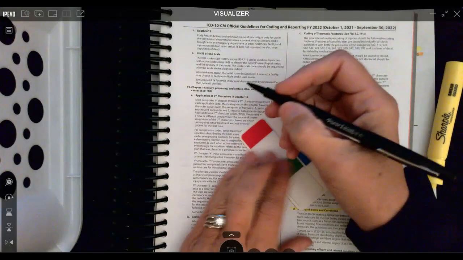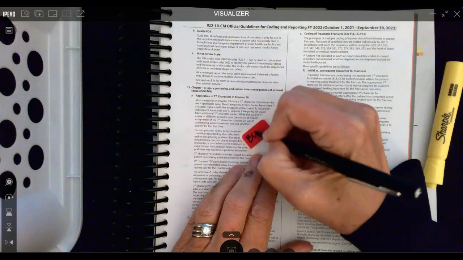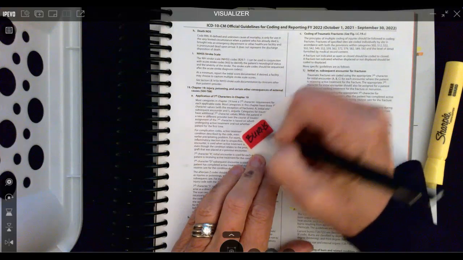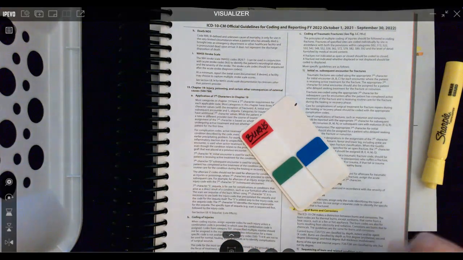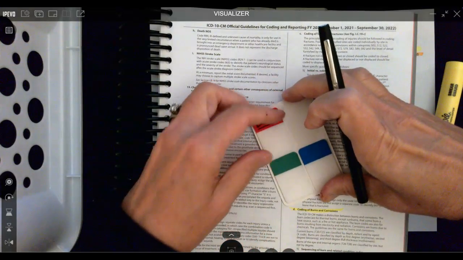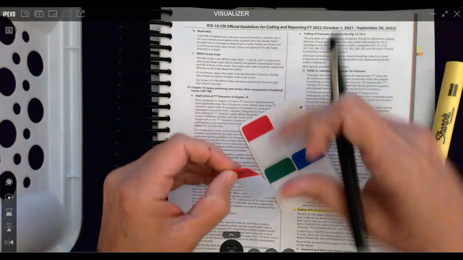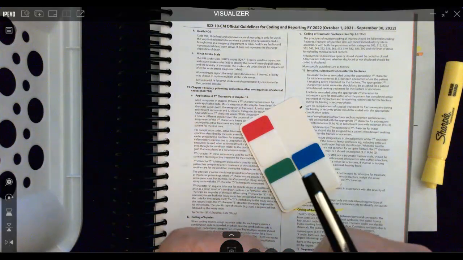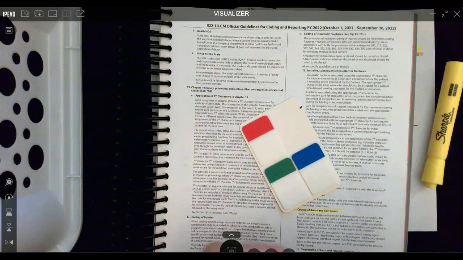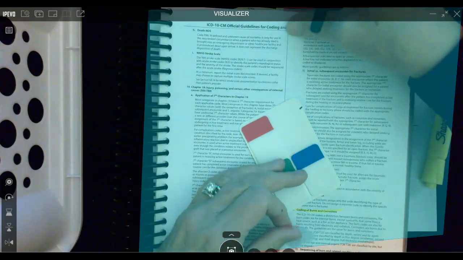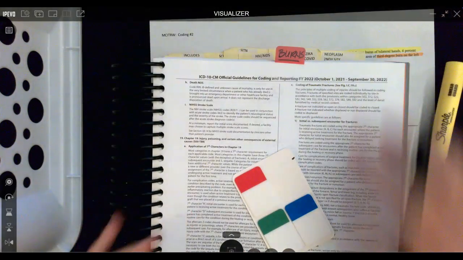I'm going to do this burns tab so we can get to it quickly. Take that little tab, and if you do this as you're working through the classes, when it comes time to take the CPC exam, you already have your tabs in place and your highlights in place. So I'll put that up at the top here so I can get to it quickly.